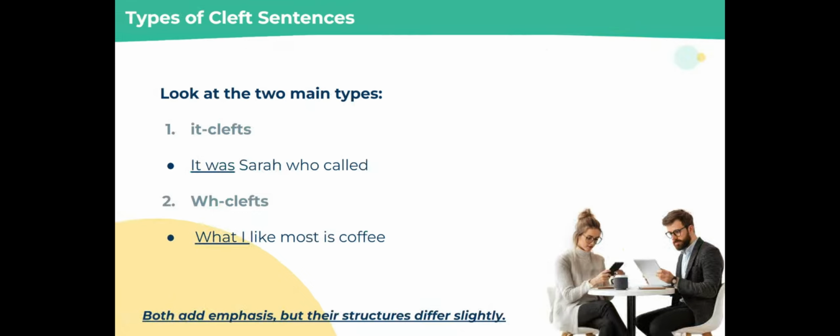So there are types of cleft sentences. We're going to look at the 2 main types today. Number 1, it-clefts. It was Sarah who called. And number 2, WH-clefts. What I like most is coffee. So both types of cleft sentences add dramatic emphasis, but their structures differ slightly.